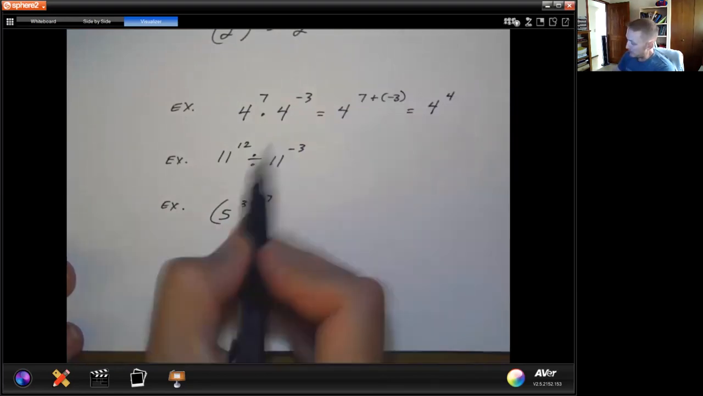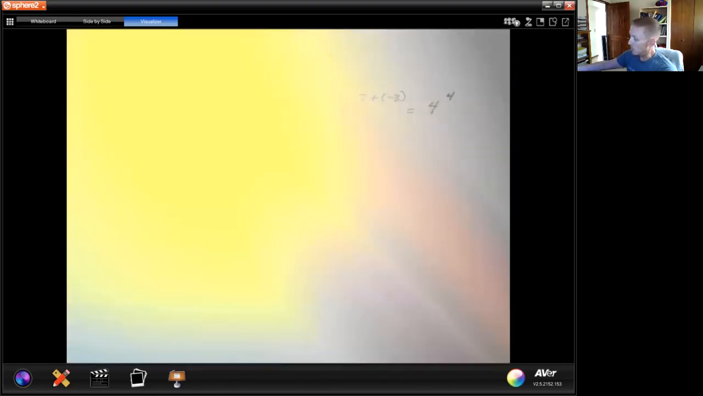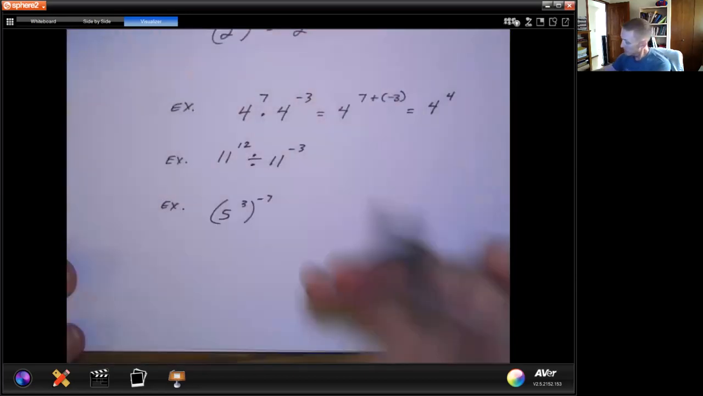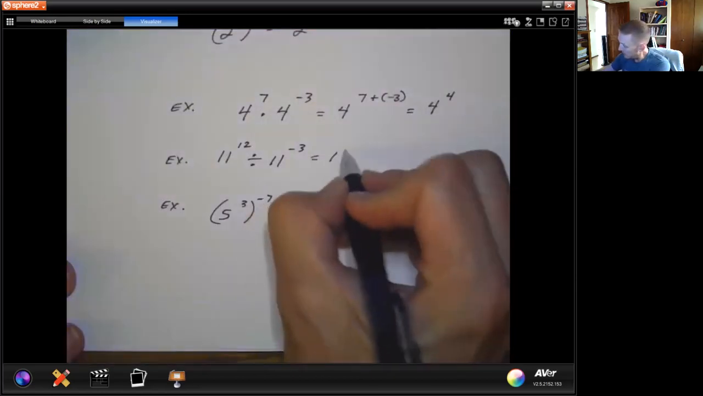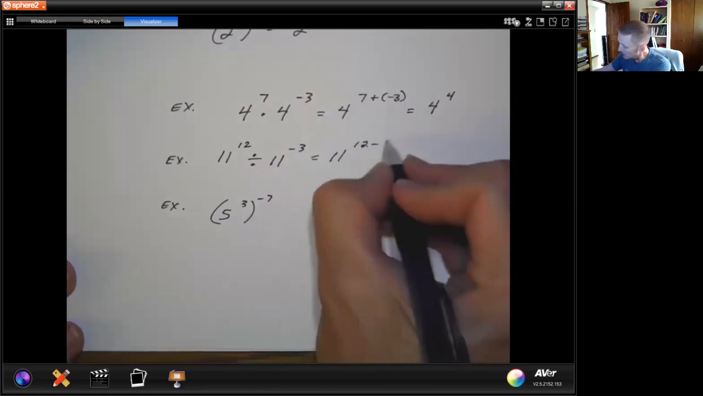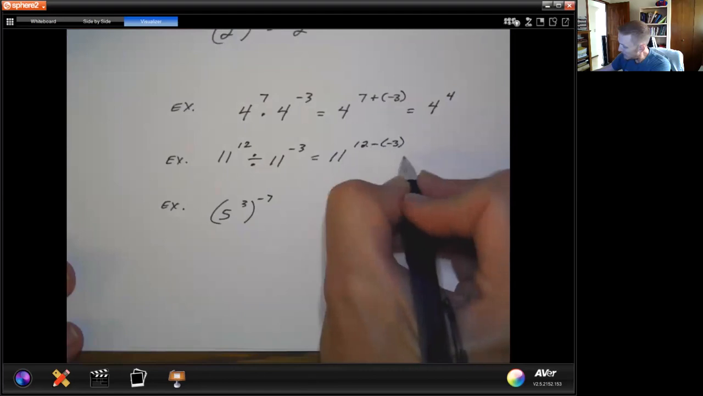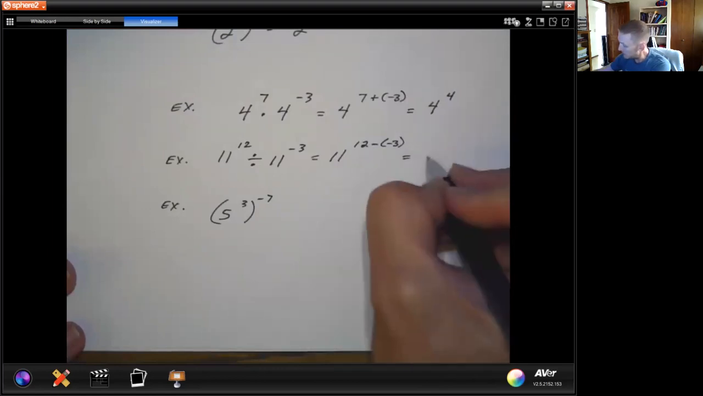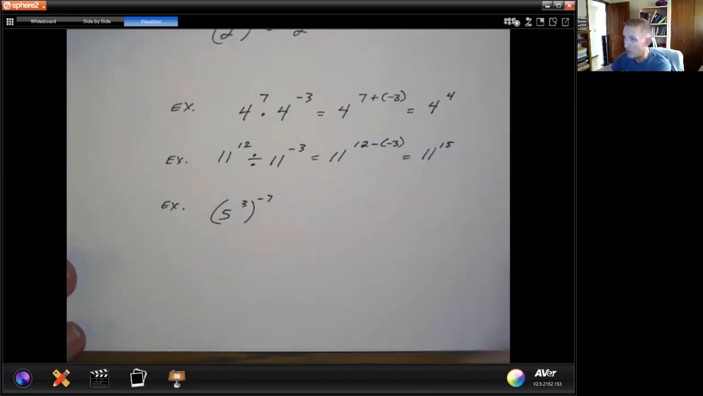Now this second example is division. And our rule said that if I am dividing with the same base, I subtract. So 11 to the 12th power, subtract a negative 3. Now what happens when I have double negatives? That becomes a positive, so this becomes 11 to the 15th power. So I have to remember my exponent rules, but then I also have to remember what to do with my integers.